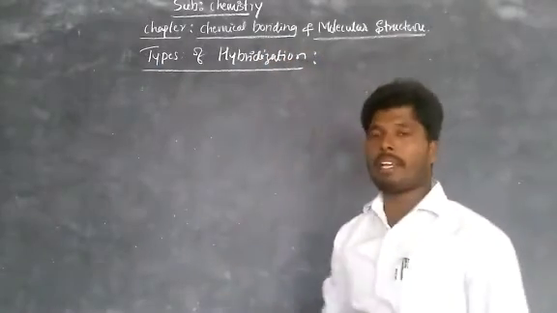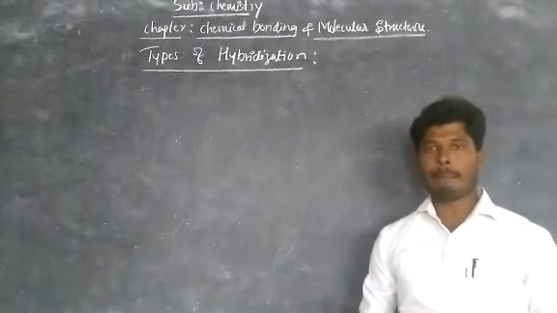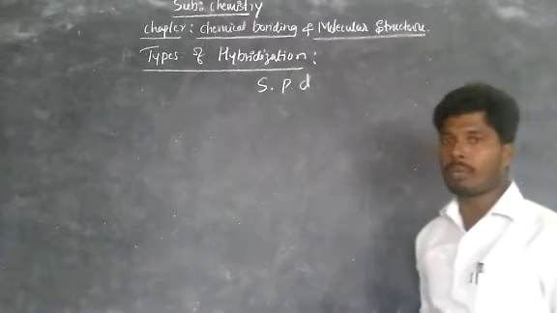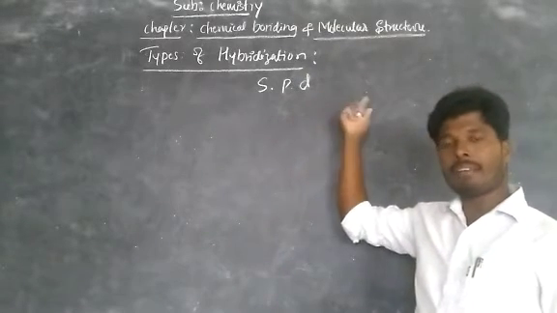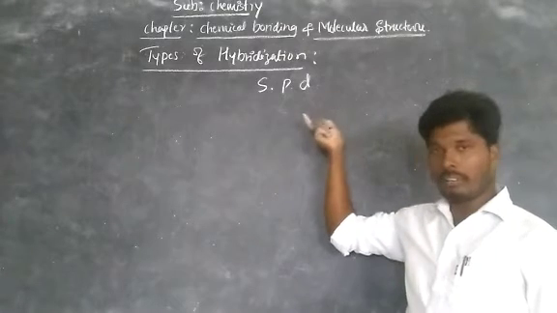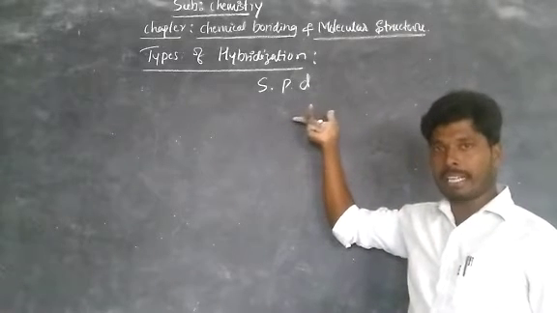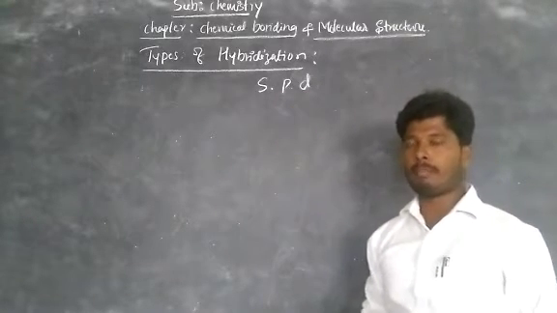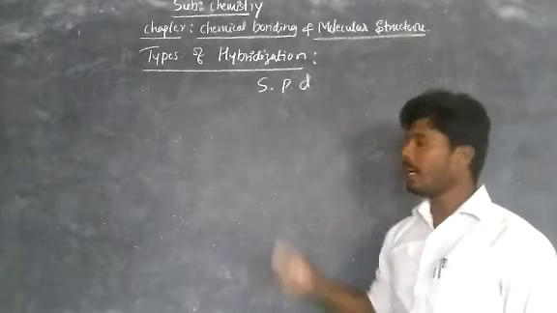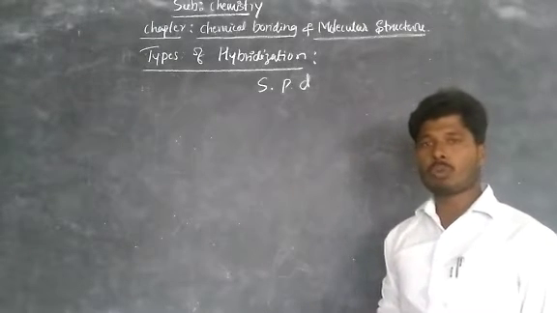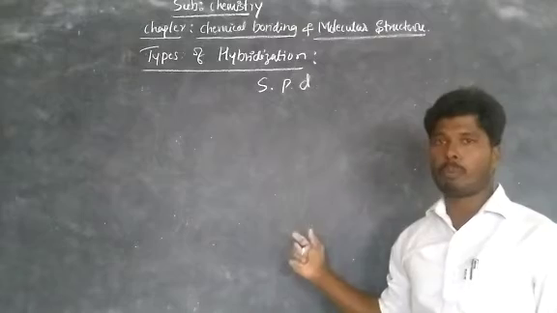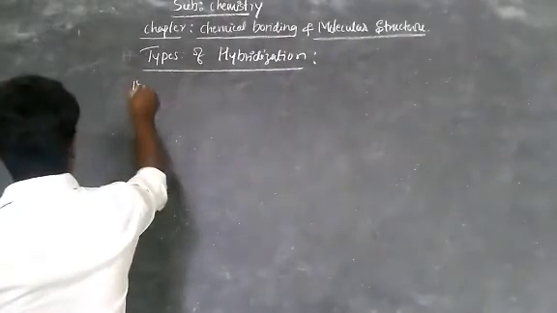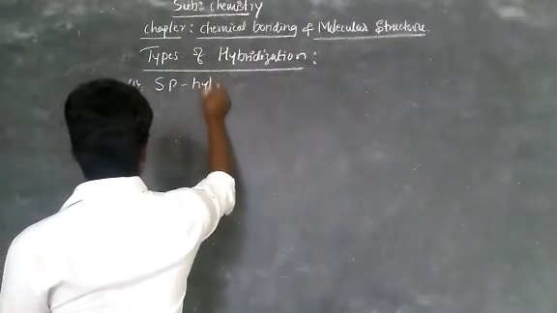There are various types of hybridization formed by involving s, p and d orbitals. Already you know the types of orbitals: s, p, d and f orbitals. In your second class level, we have studied only s, p, d orbital hybridization. By overlapping these orbitals, you get different types of hybridization. We will study them one by one. First one, sp hybridization.